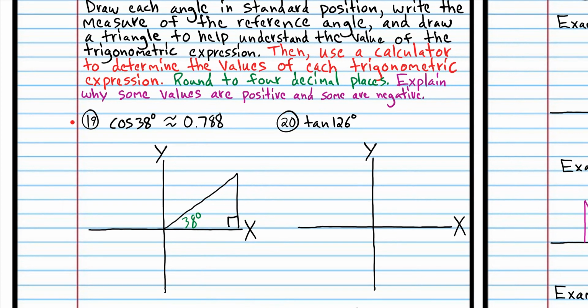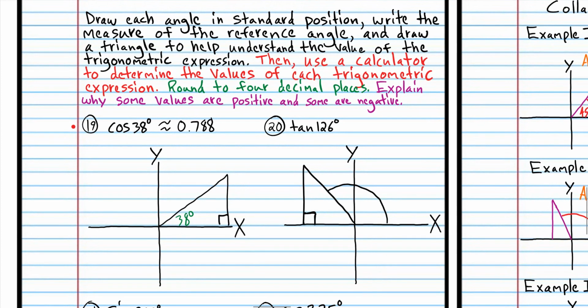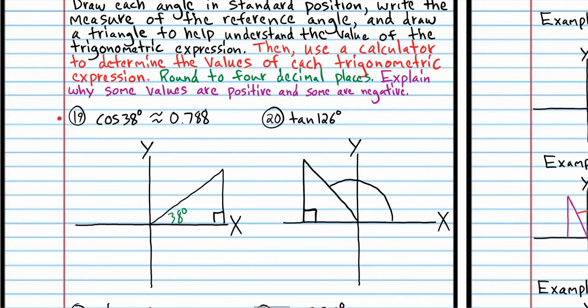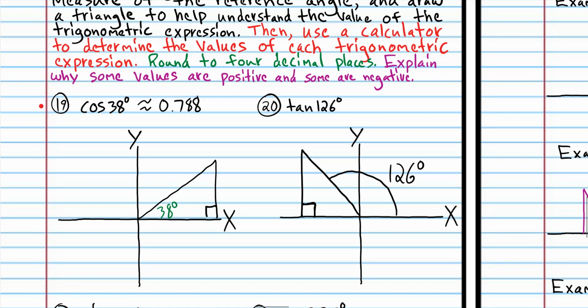So now let's draw the 126 degree angle. That would be about there. Doesn't have to be a perfect angle. You don't have to get a protractor out. Now, what is the reference angle? The reference angle is 180 minus 126, so that would be 54 degrees.